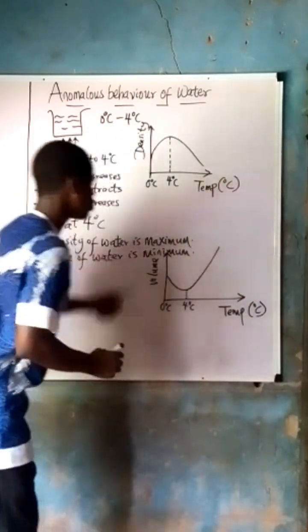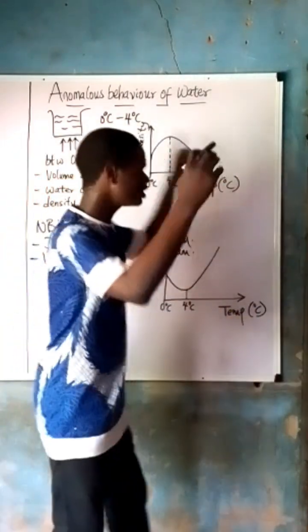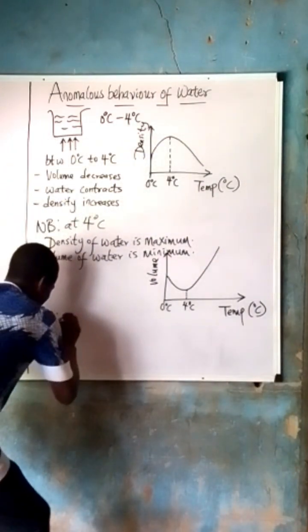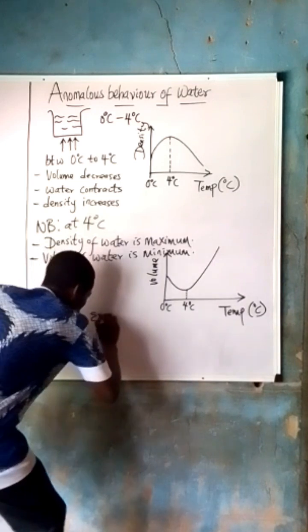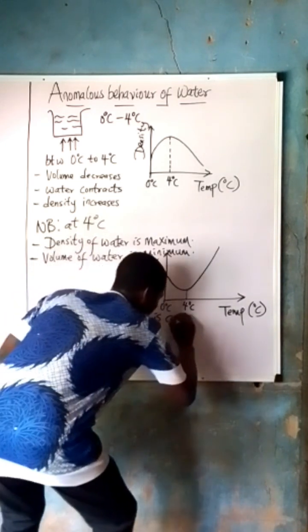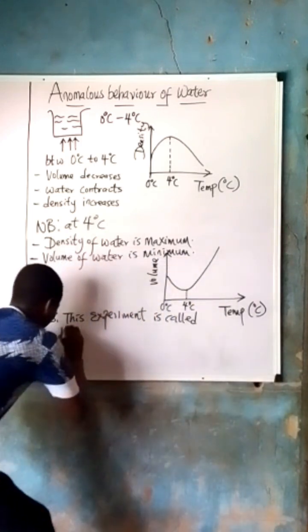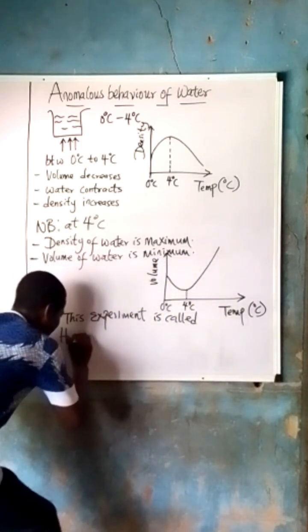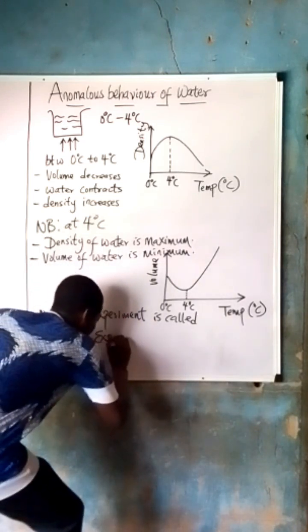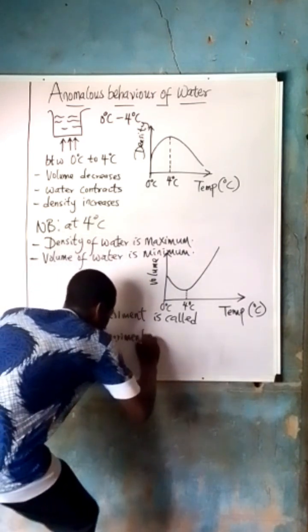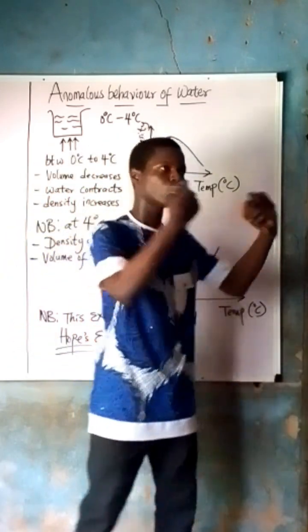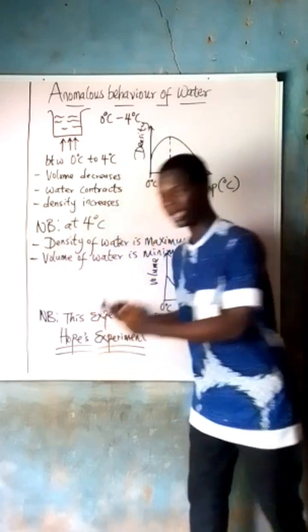Now, what is it called? This experiment on the anomalous behavior has a name. Note that this experiment is called Hope's experiment. Hope's, as in H-O-P-E, experiment. And the apparatus we use for this experiment is called what? Hope's apparatus. Hope's experiment, Hope's apparatus.